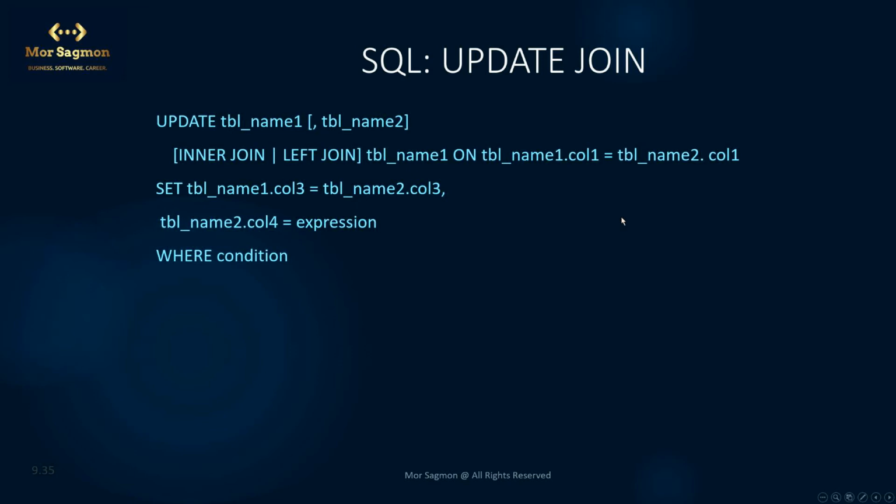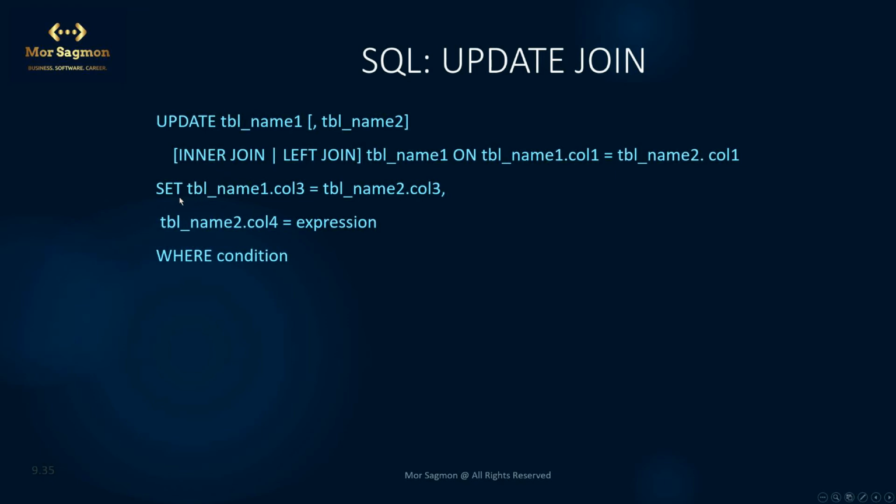How do we use the update statement? We start as usual, update table or tables, and then we do the join. We write the join as we're used to, either inner join or left join. Note that there is no right join here. The join can only be from left to right. So the first table in your update clause must be the table that is the leading table for the join, either left join or an inner join.